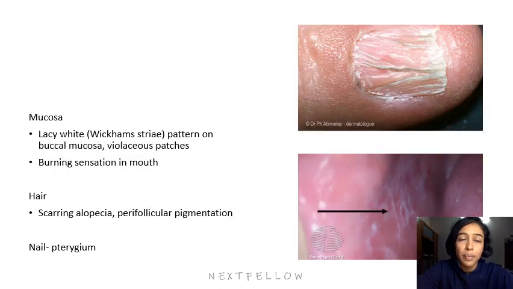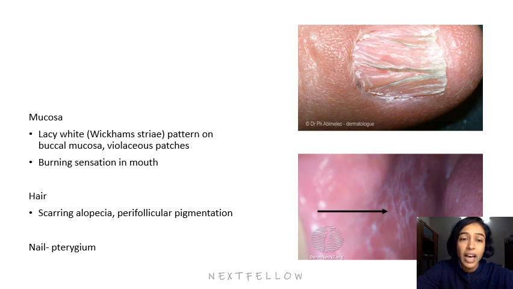On the mucosa, you classically see Wickham's striae. This is usually seen on the buccal mucosa, and Wickham's striae is basically a lacy whitish pattern on the buccal mucosa. You can also sometimes see violaceous plaques of lichen planus. Patients may have a burning sensation in the mouth. That is one symptom of oral lichen planus.